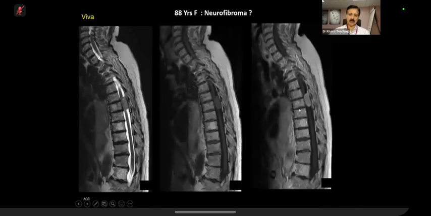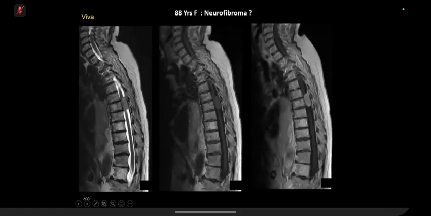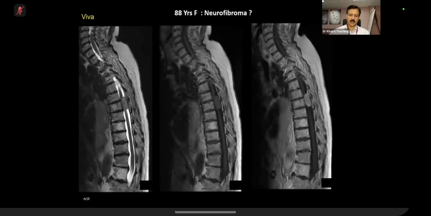Is it a neurofibroma on this post-contrast? What do you think? So it is quite eccentric and it's extradural, I think, or rather it's extramedullary for sure. I'll look at an axial slice to see whether it's extradural or intradural. Very good. No, it was intradural extramedullary.